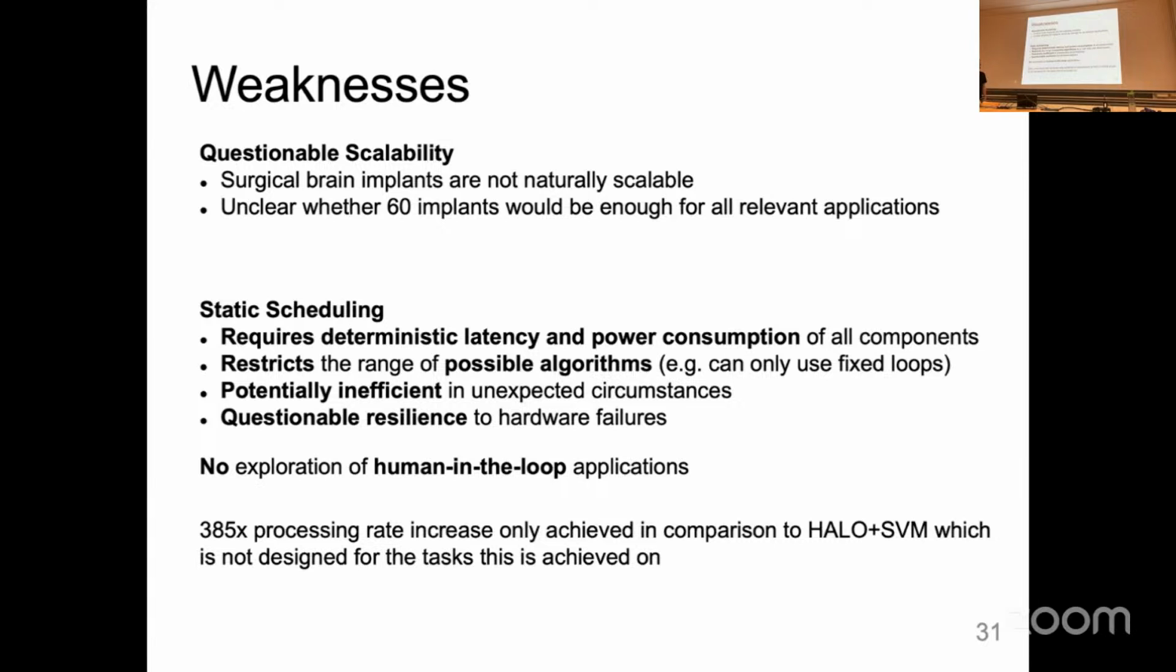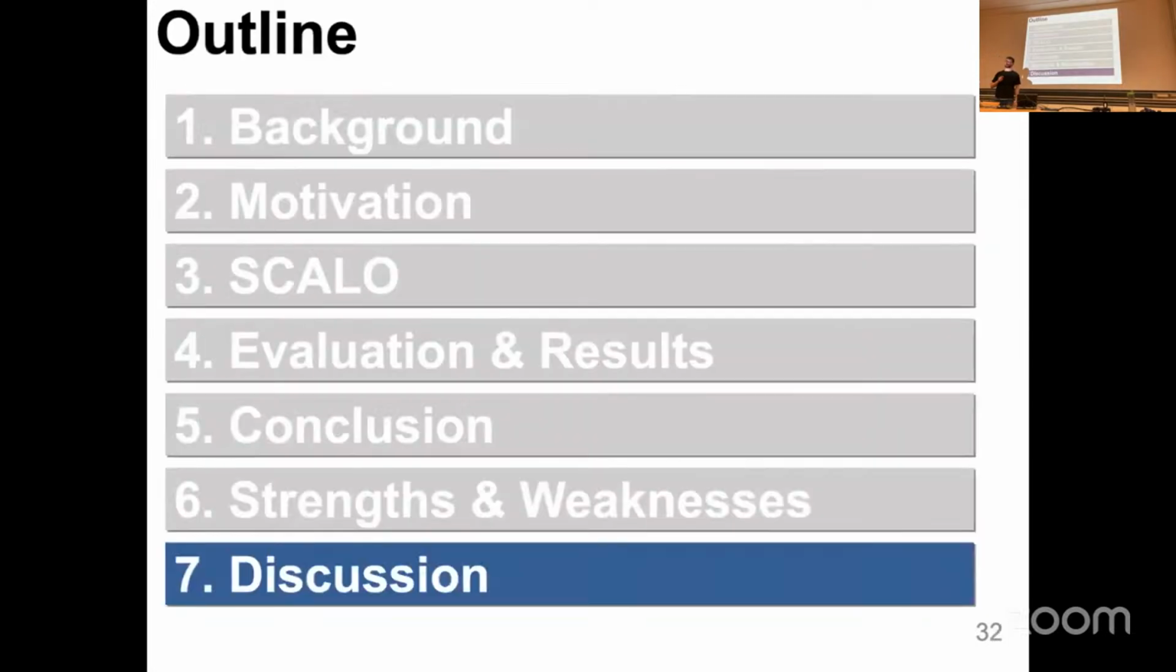And then also, they state this 385x processing rate increase, right? But this is really only achieved in comparison to Halo, which is not designed for the task this is achieved on. It doesn't have the hardware support that SCALO does, and runs it just on a microcontroller that's on the processor fabric. So really, what I would say is that up to 10x across all applications is more accurate than taking a number like this, is what I think. All right.